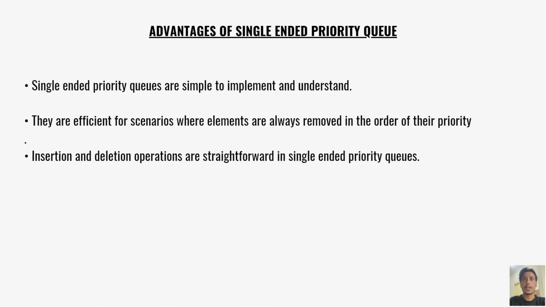Advantages of single-ended priority queue. Single-ended priority queues are simple to implement and understand. They are efficient for scenarios where elements are always removed in the order of their priority. Insertion and deletion operations are straightforward in single-ended priority queues.